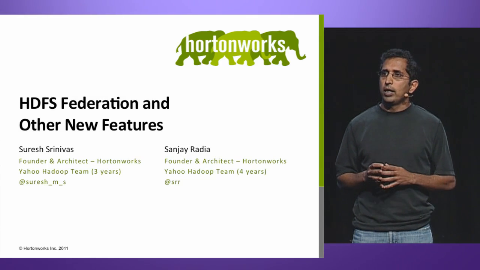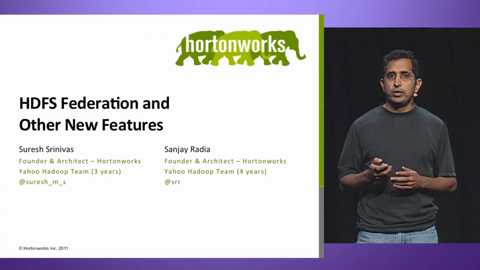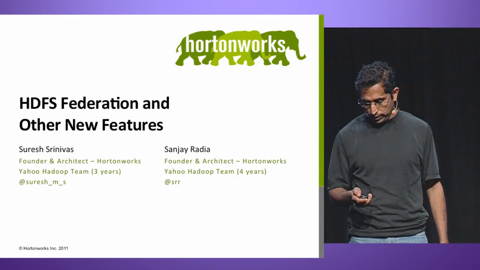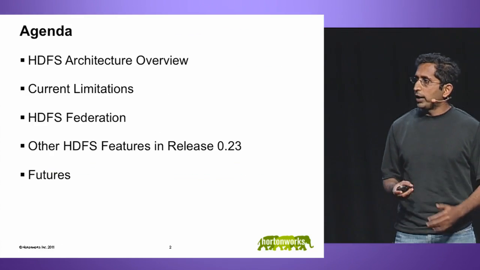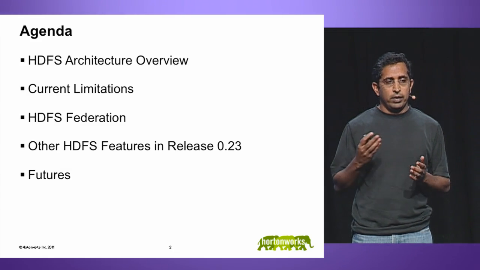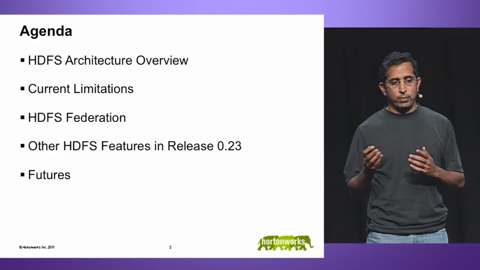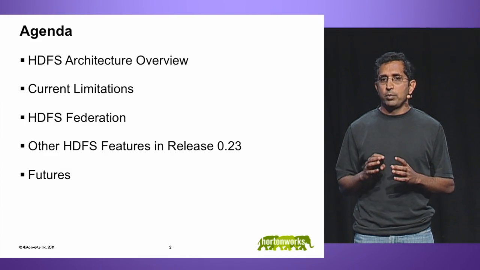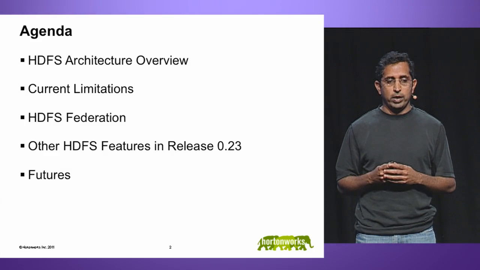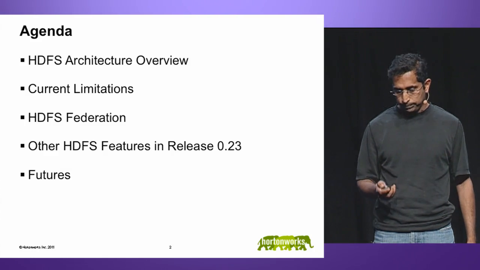So today I'm going to talk about some of the Release 23 features, mainly HDFS Federation, which is one of the major features that we are introducing in Release 23. And then I'll also discuss other new features that are coming. So the agenda is, first we'll look at HDFS architecture and see the current limitations that it has and how HDFS Federation will address some of these limitations. And then I'll also talk about some of the other key features that are going into HDFS that are of interest to everybody. And we'll also look at some of the future things that we'll be focusing on for HDFS.